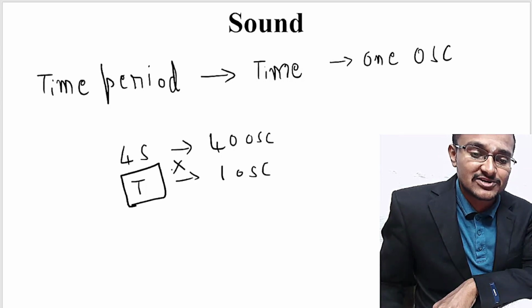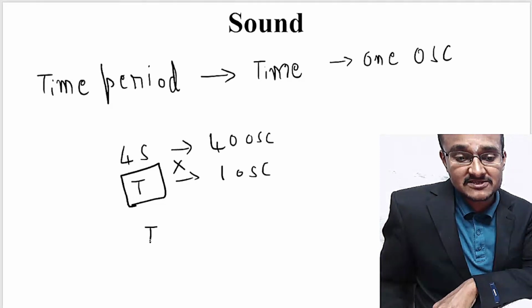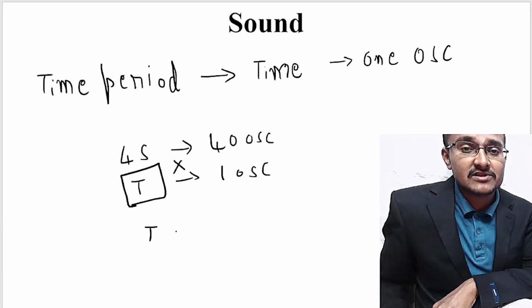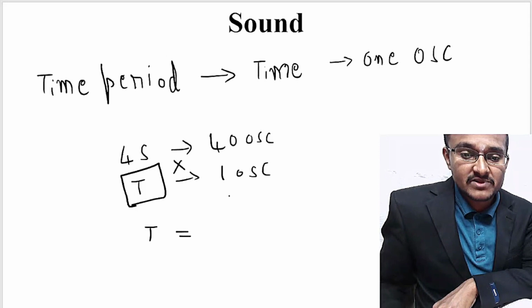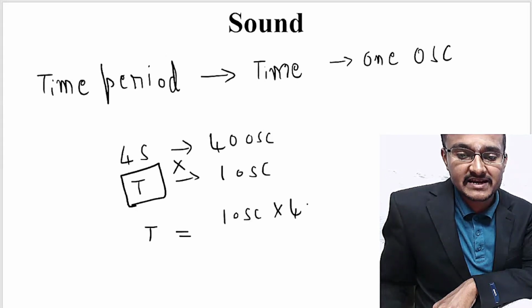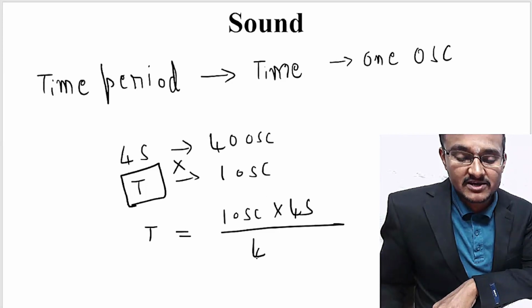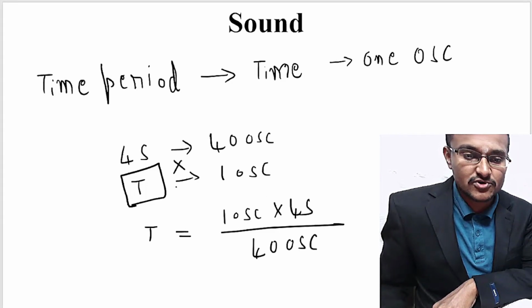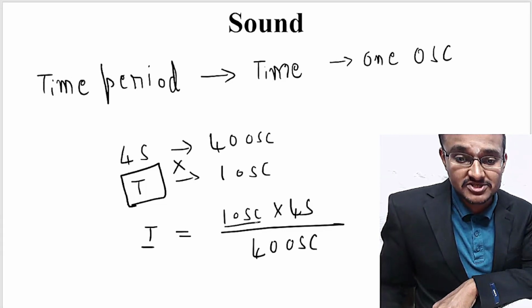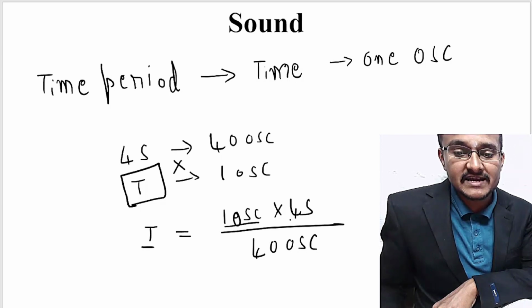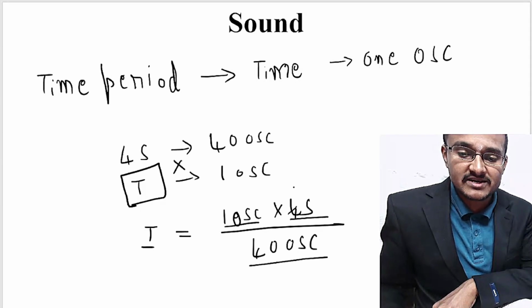So you can cross multiply this and you can get the answer. So time period of that particular sound will be 1 into 4 seconds. So here 1 oscillation into 4 seconds, and in the denominator 40 oscillations will be there. So if you cross multiply this, you will get this. So time period is equal to 1 oscillation into 4 seconds divided by 40 oscillations. So now if you calculate this, here it is 4 ones are 4, 4 tens are 40.